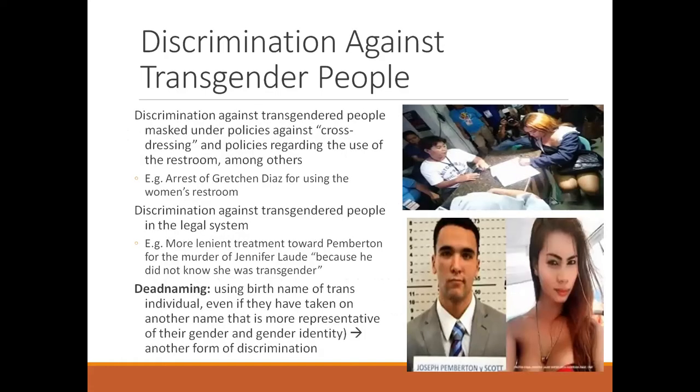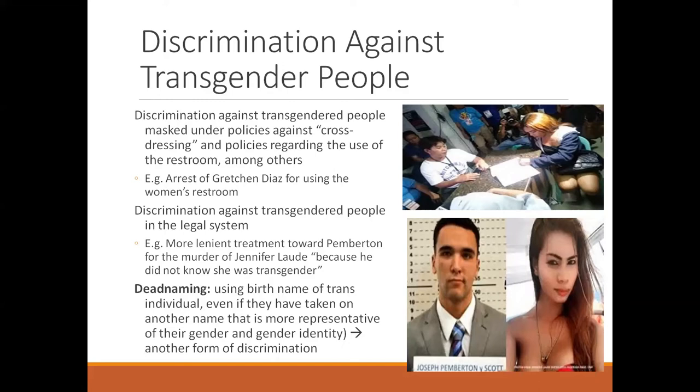Okay, and I put here some examples of discrimination against transgender people. In the Philippines, as well as in many other parts of the world, there are a lot of cases of discrimination against transgender people that are masked under policies against cross-dressing and policies regarding the use of the restroom, among others. In the Philippines, 5 years ago, Ms. Gretchen Diaz was arrested for using the women's restroom, and she was criminalized for it. People escorted her out of the building in handcuffs simply for using the women's restroom.